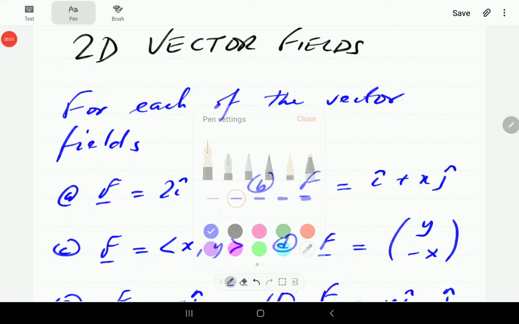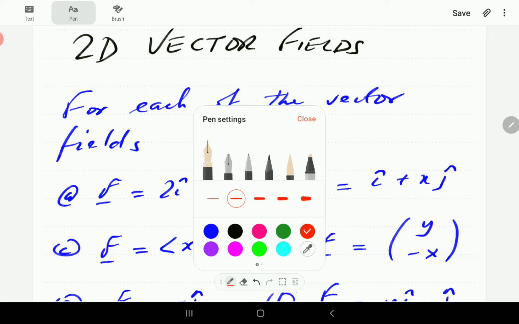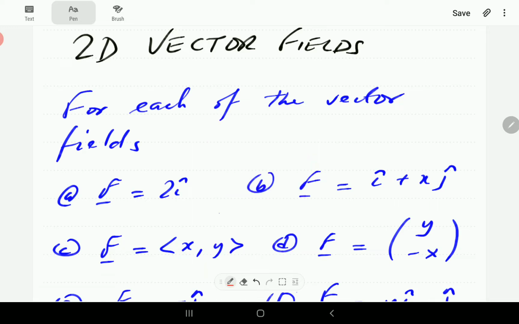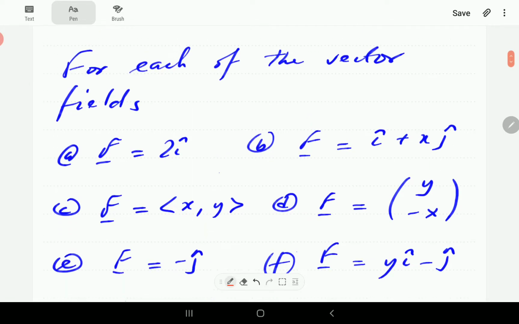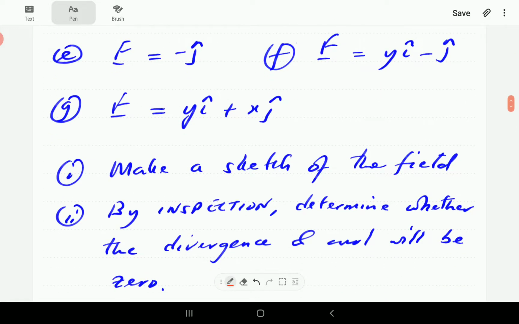All right, in this video, I'm going to show you how to sketch some simple two-dimensional vector fields. After sketching each field, we're going to, by inspection, determine whether the field is expected to have divergence and curl or not.